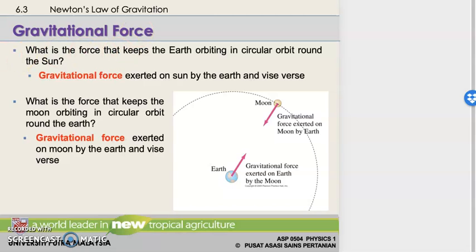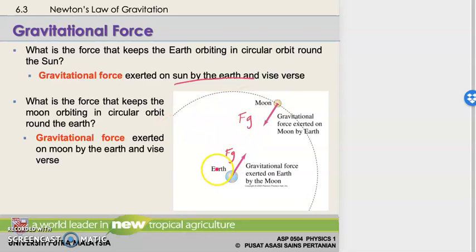repeat myself. Okay, so gravitational force is exerted on the sun by the earth and vice versa. Gravitational force is also exerted by the moon on the earth, and vice versa, gravitational force is also exerted by the earth on the moon, right? Gravitational force is an attractive force, which means that if the FG is pointing this way, it means that it is attracted to the moon, which means that the moon is exerting the force, vice versa. If the moon is attracted, this is the FG exerted by the earth on the moon.